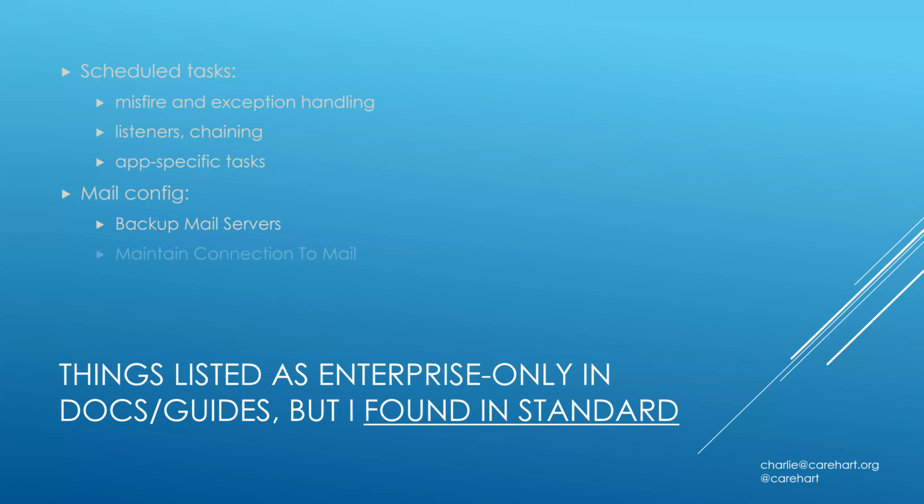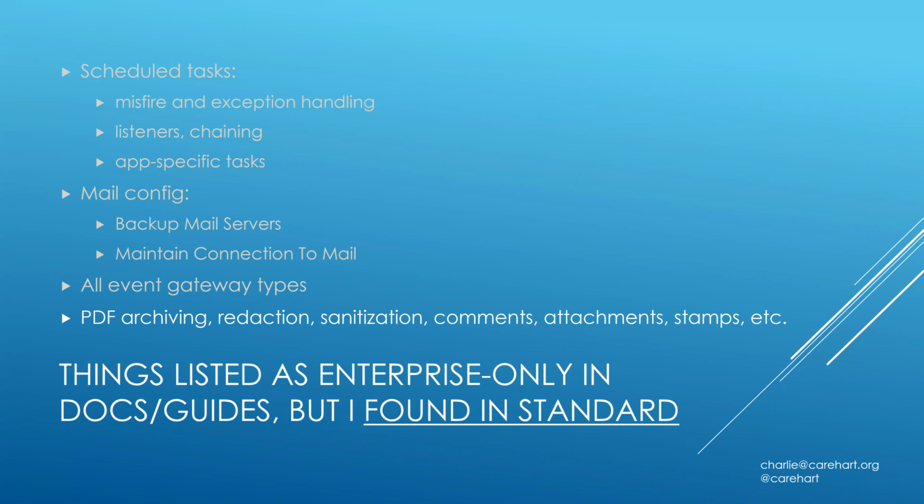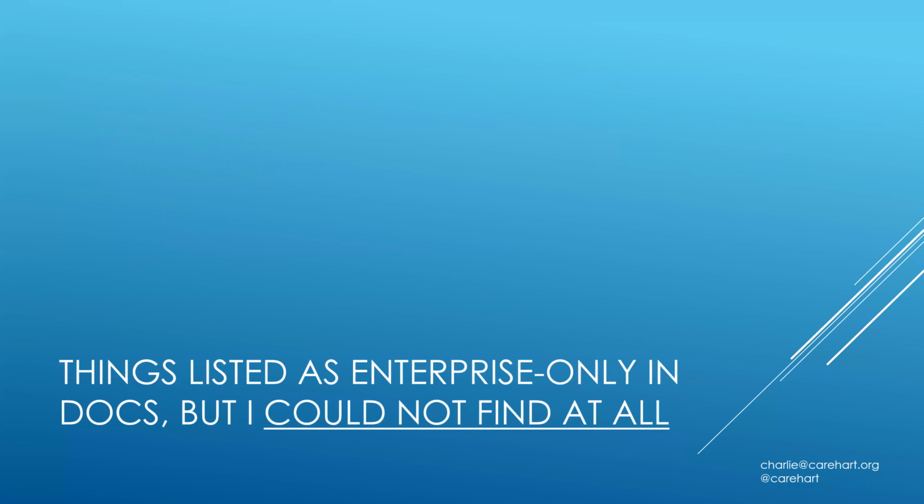And mail configuration, I've said this now multiple times. I'll have to clean that up. Sorry about that. And then all event gateway types. And then also you'll see something, especially since CF, I think it was 2016, added archiving and redaction and sanitization and comments. And the assertion was that it was enterprise only, but I'm not finding that to be true. Now I could be wrong with that because I didn't get to fully test it, but check that out. I just want to put that out there in case that's true.